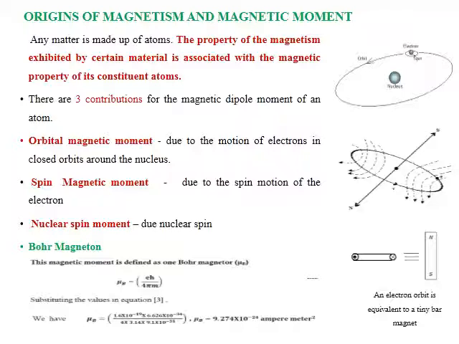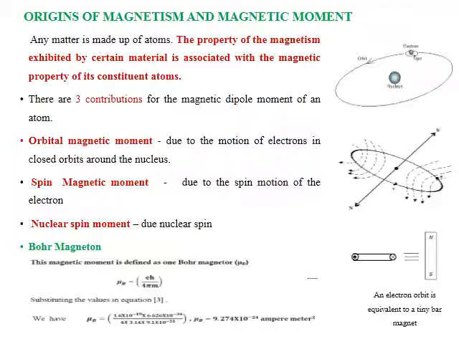So we are using a term called Bohr magneton to calculate the amount of magnetic moment contributed by a single electron. So that will be calculated by using the formula mu B is equal to eh by 4 pi m. Here e is the charge of the electron, h is the Planck's constant, m is the mass of the electron. For a single electron, this value is a constant value.